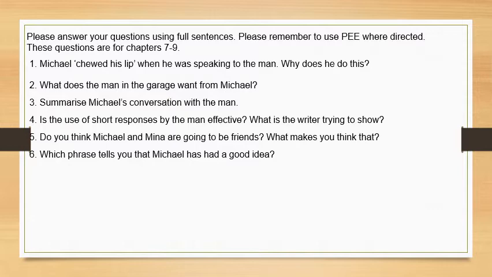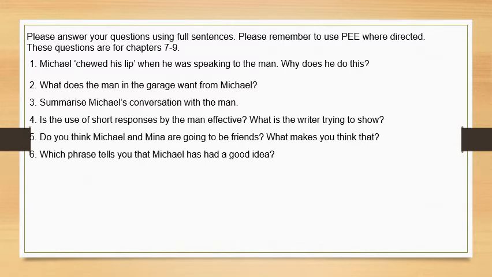Michael chewed his lip when he was speaking to the man. Why does he do this? What does the man in the garage want from Michael? Summarize Michael's conversation with the man. Is the use of short responses by the man effective? What is the writer trying to show? Do you think Michael and Mina are going to be friends? What makes you think that? So number 5 is our PEE question, where it starts with do you think, PEE is the way to go.